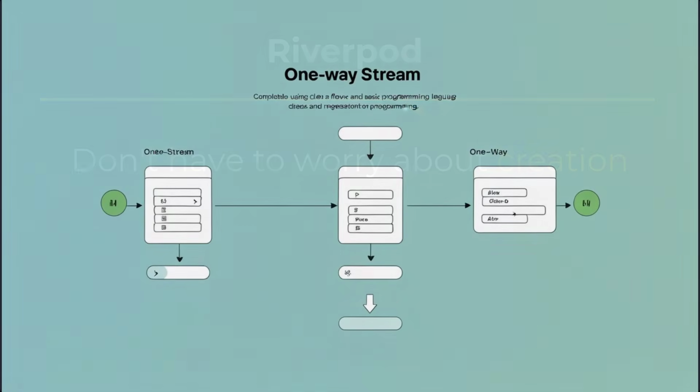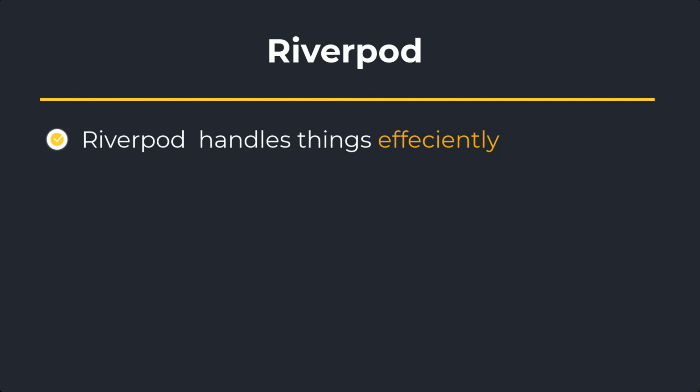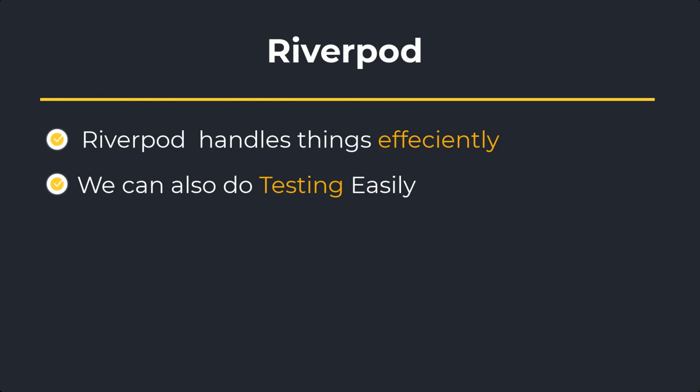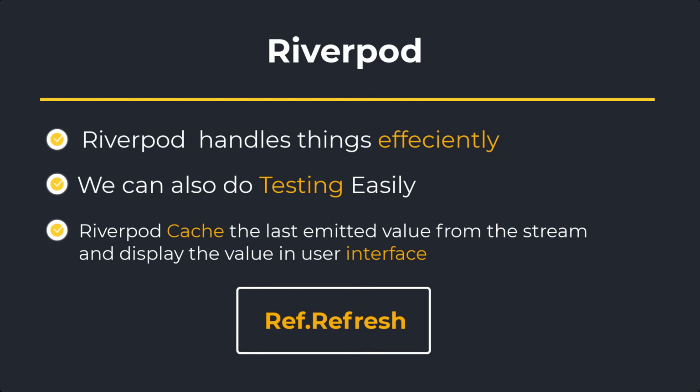As a stream is one-way traffic, you cannot stop and resume as you wish. There are no such methods, but Riverpod again handles these things very efficiently. We do not have to worry, and we can definitely do the testing easily. Riverpod also caches the last emitted value from the stream and displays that value in the user interface. If you navigate away and back, you immediately see the last data without resubscribing, unless you call ref.refresh, which we talked about in the previous video of FutureProvider.